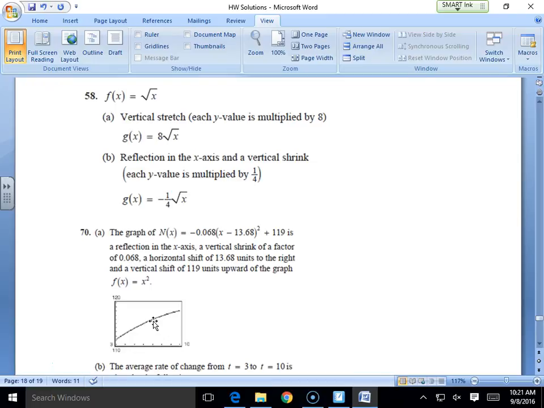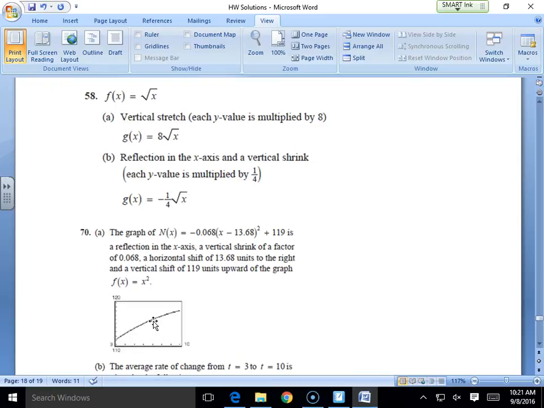On 58, were you given the graph and you had to figure it out? Or were you given the words? Oh, you're given the graph. Those are kind of hard. Yeah, it's not easy. Alright, we're given the words. And how do you find the transformation from a graph, if it's a square root graph? Okay, we'll peek at it.